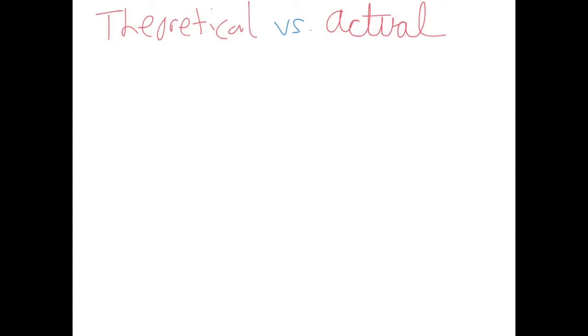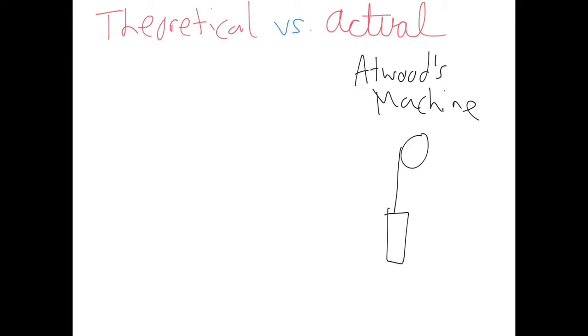So in this lab, the purpose was to determine the theoretical versus the actual data for an Atwood's machine, which is a pulley with two weights on either side that looks something like this. And we would label our two masses M2 and M1, which really doesn't matter which one's which, it's just for notation. And then here we have a pulley, which we assume is frictionless and massless.